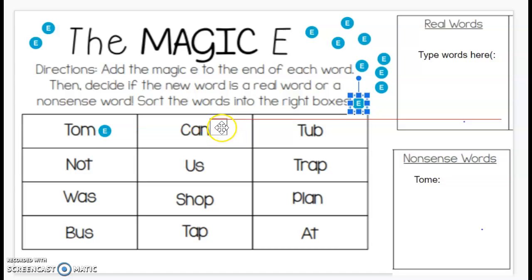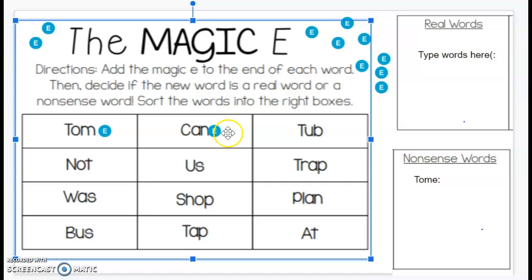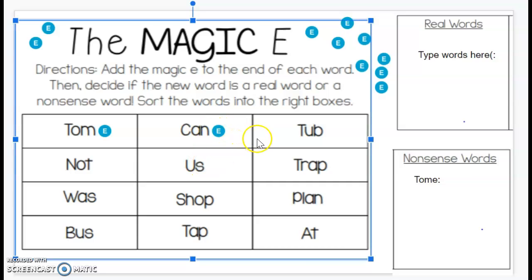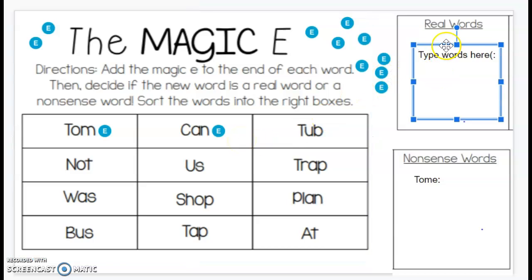I'm going to drag another E over here. Let's see if I can get it better. Yeah, let's scoot it over a little. Okay, so my word was can, and now with my magic E at the end, it's cane. Cane is a real word. So I'm going to type that here.